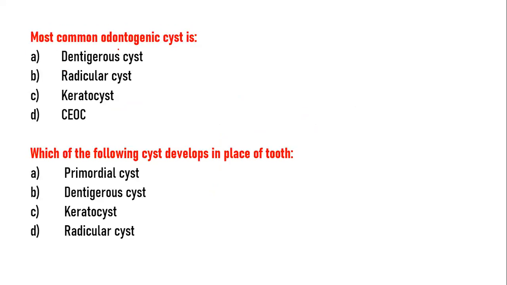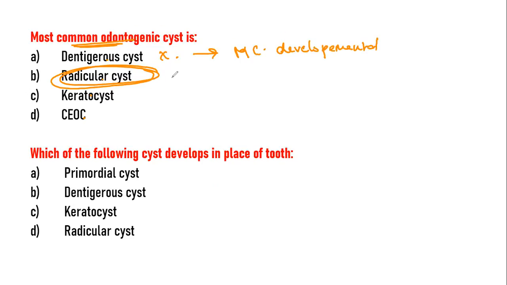Now let's go on to solving some MCQs. What is the most common odontogenic cyst? So the answer is it dentigerous, radicular, keratocyst, or COC? So the answer is radicular cyst, right? It is not dentigerous cyst. Dentigerous cyst is the most common developmental odontogenic cyst. Okay, but the most common odontogenic cyst is the radicular cyst.